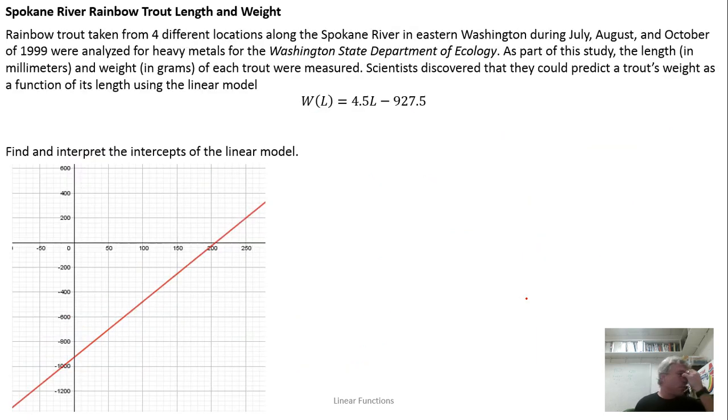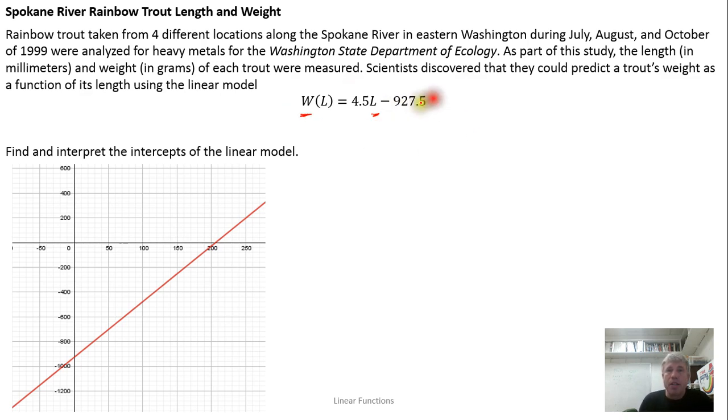In the next example, this is rainbow trout data that was taken from the Spokane River in Washington, and the ecologists who were doing the study discovered that they could project the weight of rainbow trout in the Spokane River if they knew the length of the trout. So they were able to give weight as a function of length for the trout in that river, and that model was roughly linear. This is a linear model that was constructed from putting a regression line to the data set.